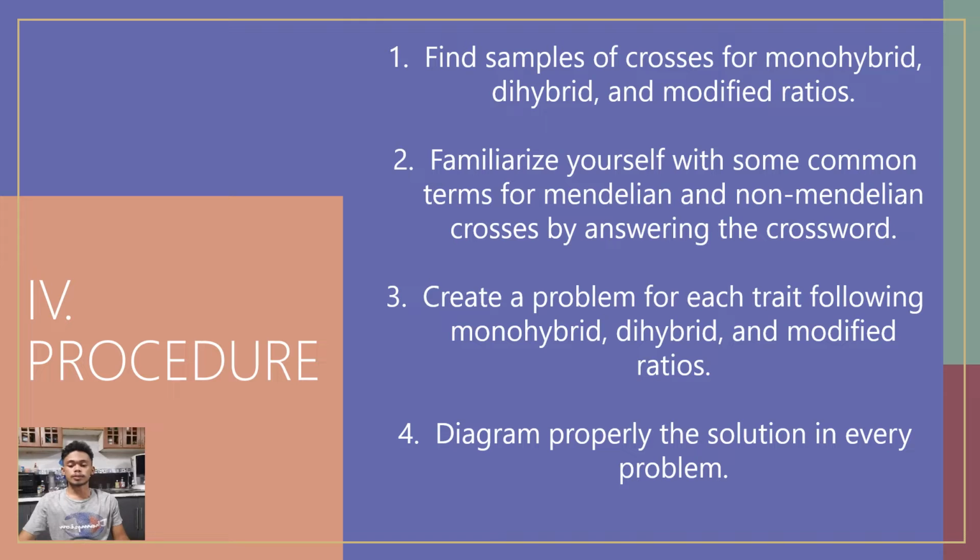4. Procedure. Number 1. Find samples of crosses for monohybrid, dihybrid, and modified ratios. Number 2. Familiarize yourself with some common terms for Mendelian and non-Mendelian crosses by answering the crossword. Number 3. Create a problem for each trait following monohybrid, dihybrid, and modified ratios. Number 4. Diagram properly the solution in every problem.